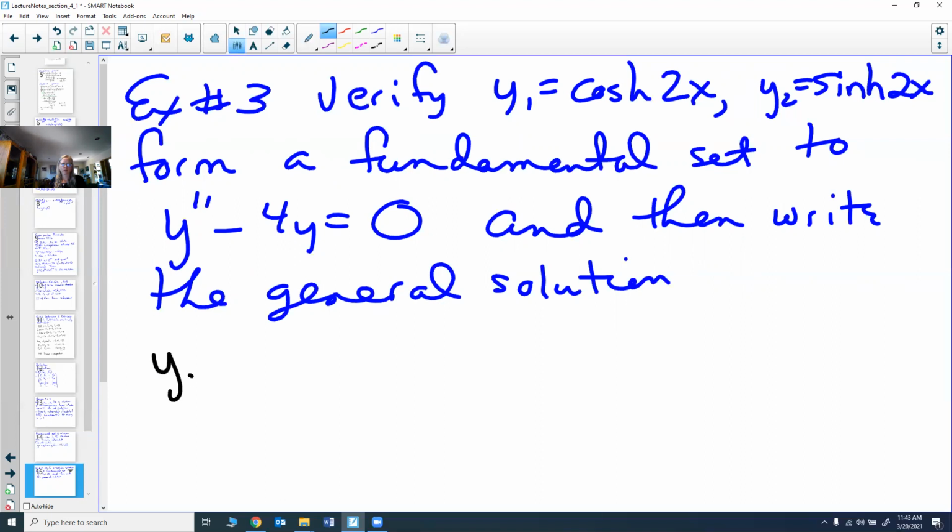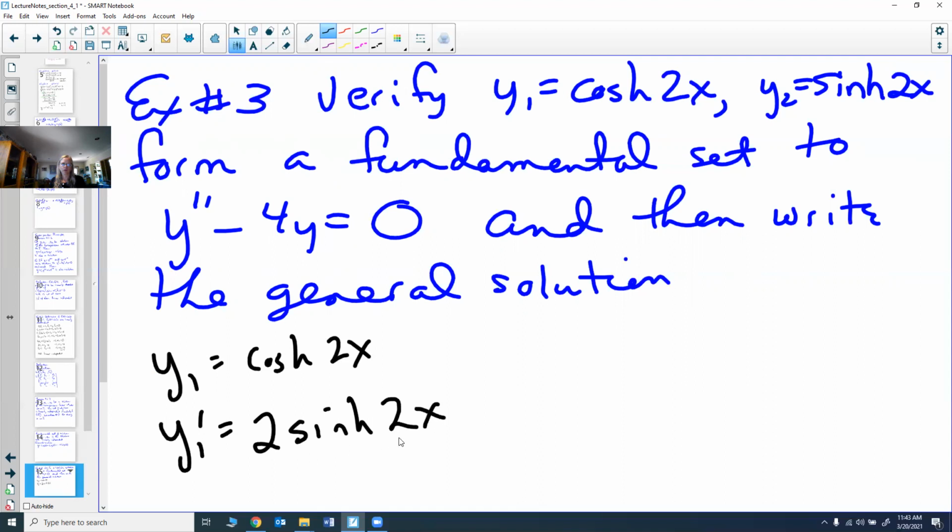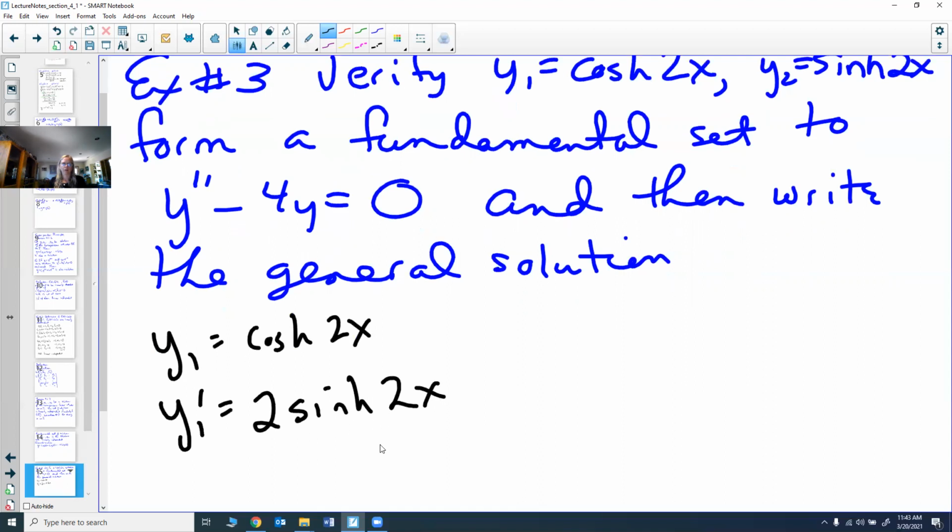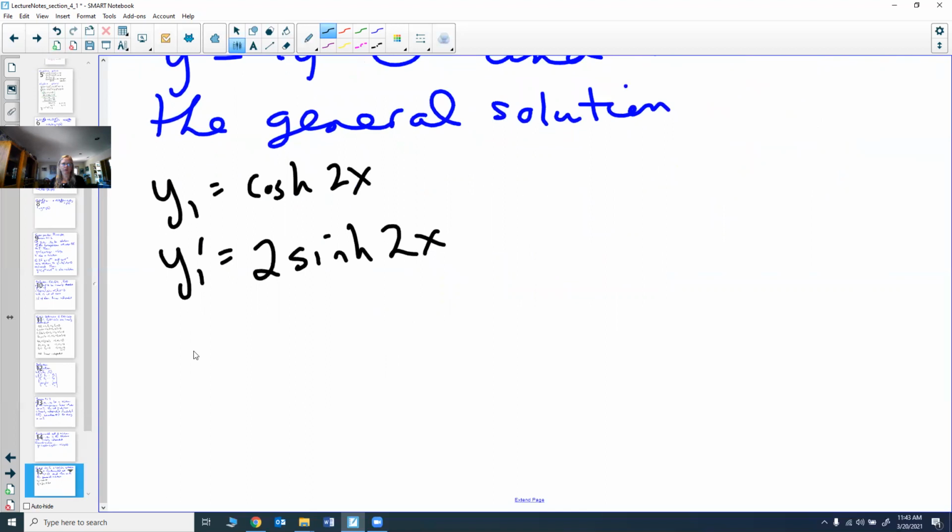So let's start with y1 equals the hyperbolic cosine of 2x. I need to find out if it's a solution, so I need to plug it into the differential equation. So I need to find y double prime. First let's find y prime. The derivative of cosh happens to be sinh, and the derivative of 2x, of course, is 2. So we're using the chain rule here. So we have 2 times the sinh of 2x. Then we need the second derivative. The derivative of sinh happens to be cosh. So we'd have 4 times the cosh of 2x.